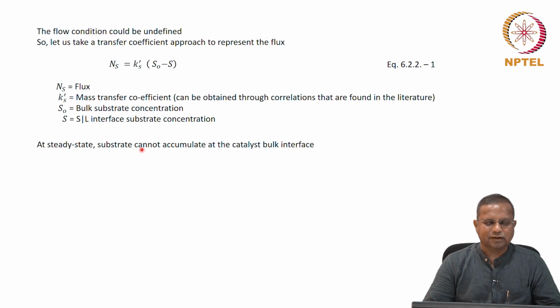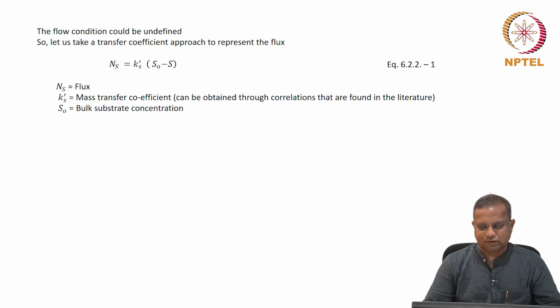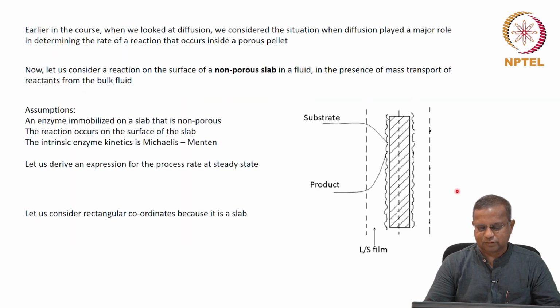At steady state, the substrate cannot accumulate at the catalyst bulk interface, right? At the enzyme bulk interface, which is here. I think this is where our coordinate begins. So, we are looking at the surface here. At this point where the enzyme ends, we are looking at the concentrations, and what it says is at steady state there cannot be any accumulation of either the substrate or the product.